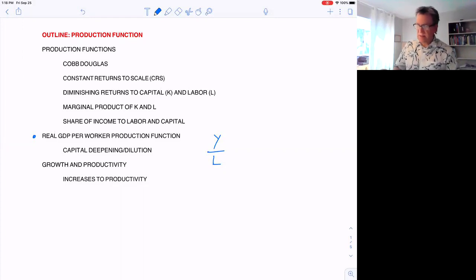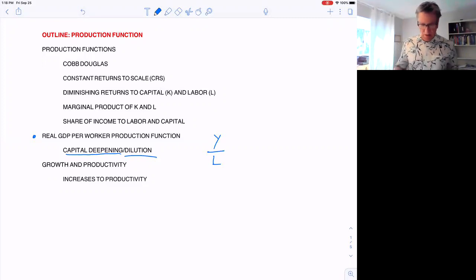One of the things it depends on is the amount of capital per worker. When each worker has more capital to use, they can be more productive. And the more capital they have is called capital deepening. The less capital we have per worker is called capital dilution. So we'll go through both of those in terms of the production function, the new production function that we'll develop based on real output per worker.